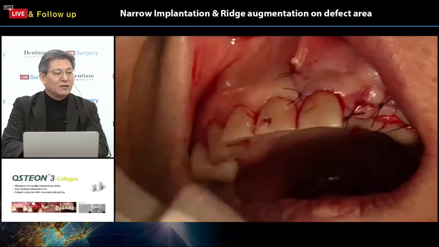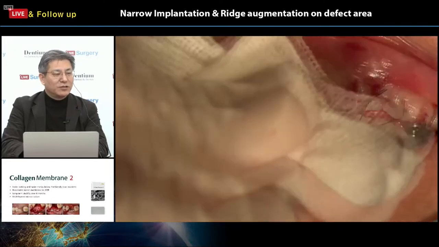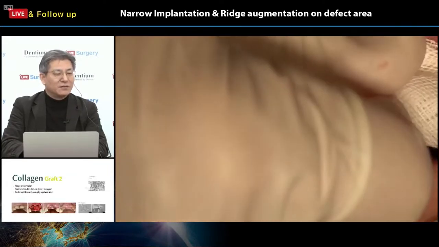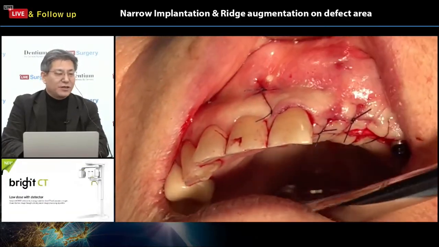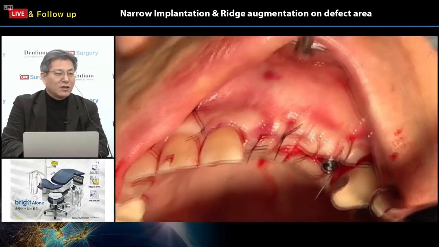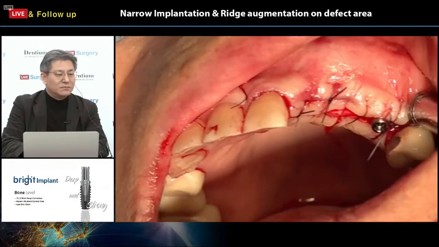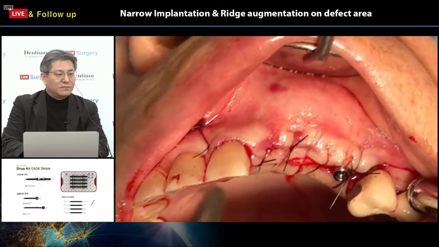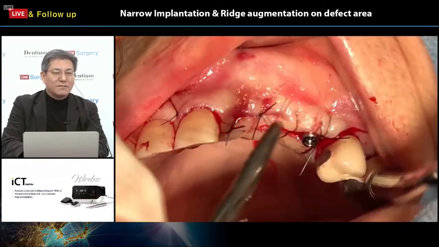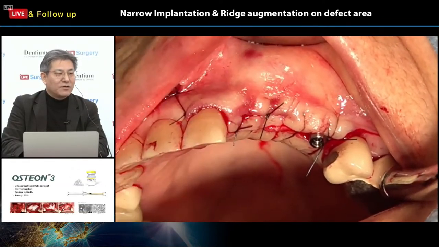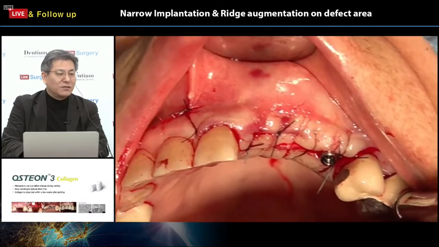Okay, we have done the upper left, from number 22 to number 24 areas, a big defect site surgery. One implant fixation and the GBR procedure, with the osteon xenograft and the collagen membrane too. All that came from Dentium, a brand new product, was used for this procedure.